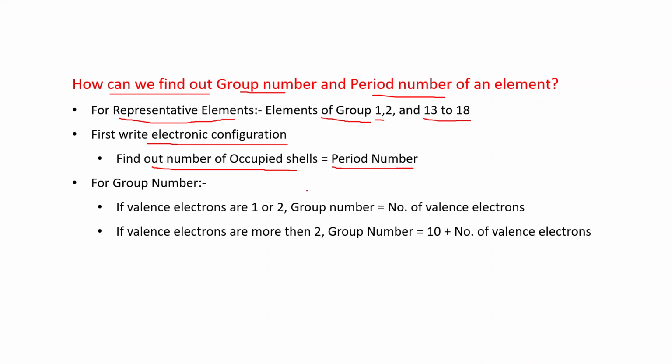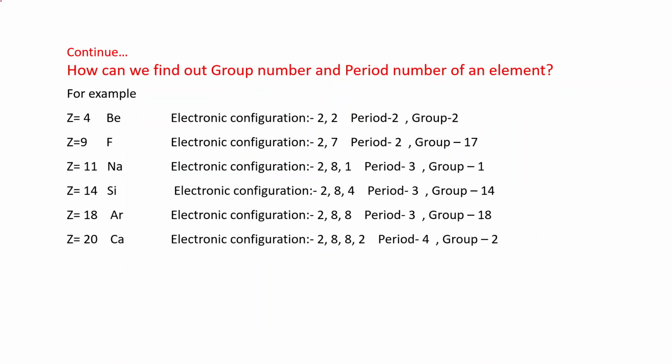And to find out the group number, if valence electrons are 1 or 2, then the group number is equal to the number of valence electrons. If valence electron is 1, group is 1. If valence electrons are 2, group is 2. If valence electrons are more than 2, then group number is equal to 10 plus the number of valence electrons. Okay, let us see some examples.